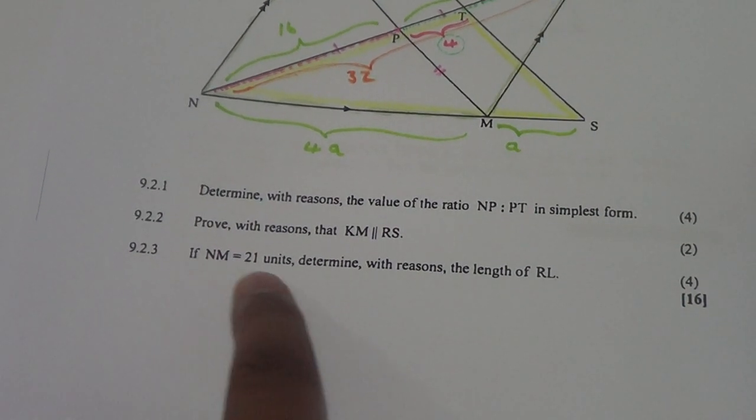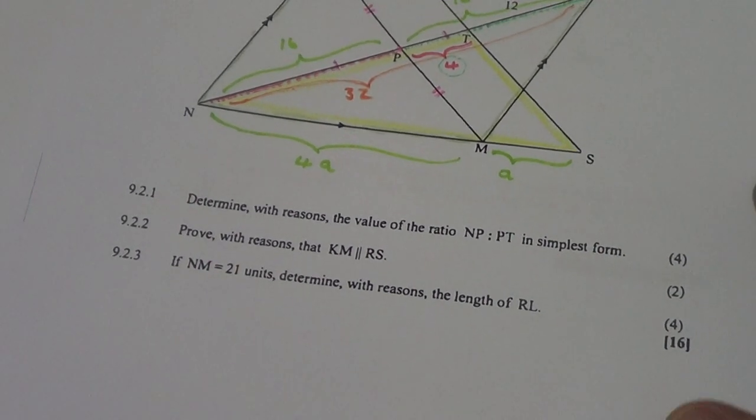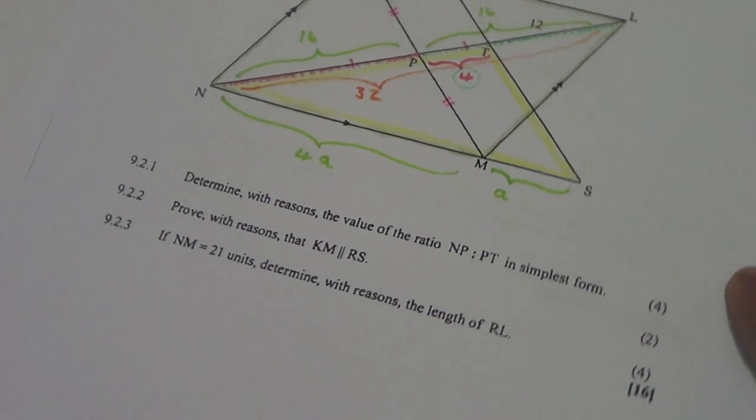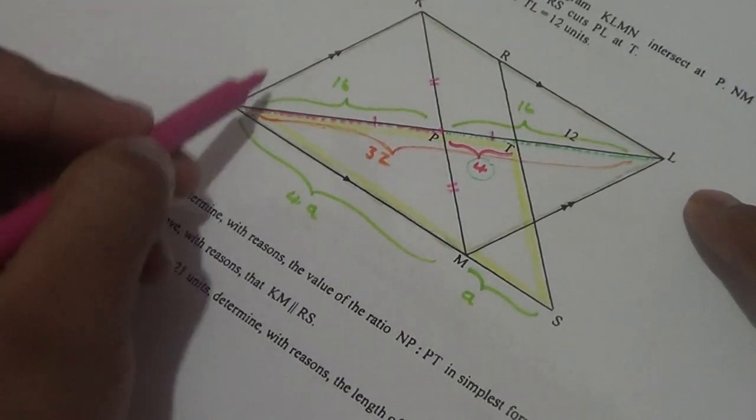Now they're telling us NM is 21 units. Okay, so NM is 21 units.